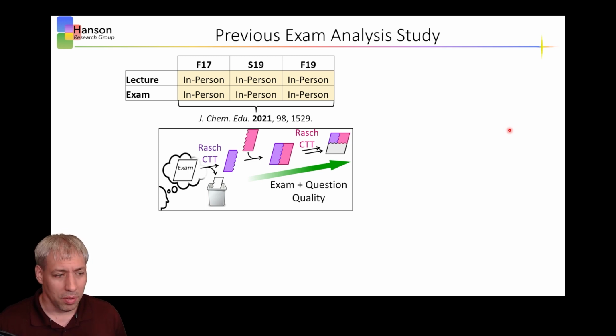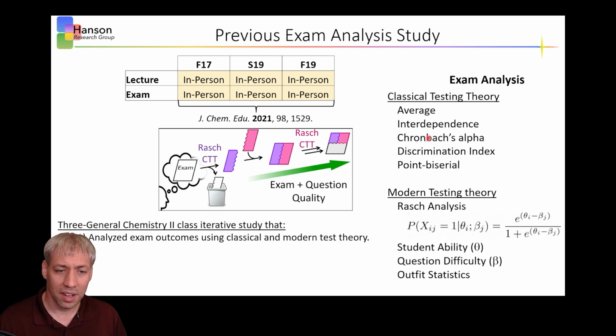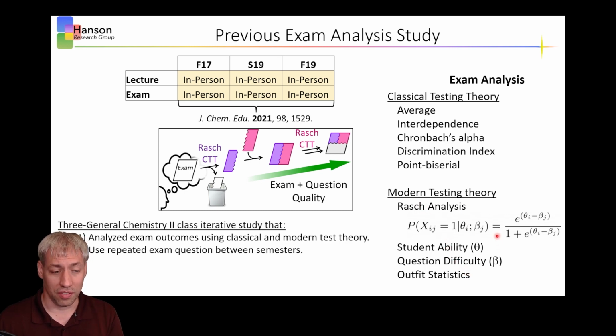We previously published an exam analysis paper, Journal of Chem Ed 2021, 98, 1529 is the starting page, where we did a 3-semester analysis of exam outcomes. We used a combination of classical and modern testing theory statistical tools to analyze tests. Classical testing theory covers item dependence, Cronbach alpha, discrimination index, and point biserial. We also used Rasch analysis, where we looked at student ability, question difficulty, as well as outfit statistics.